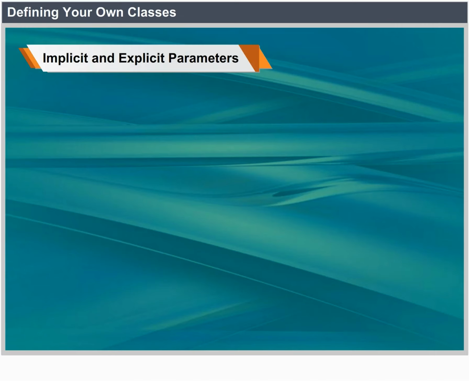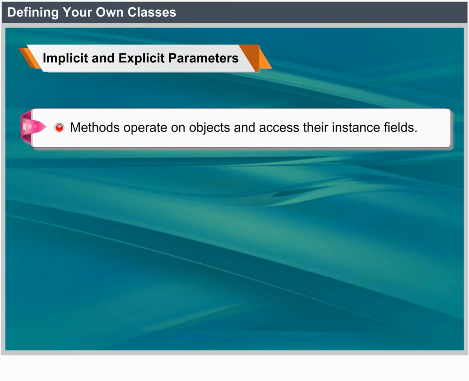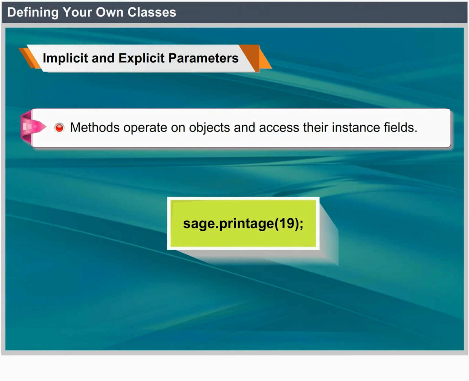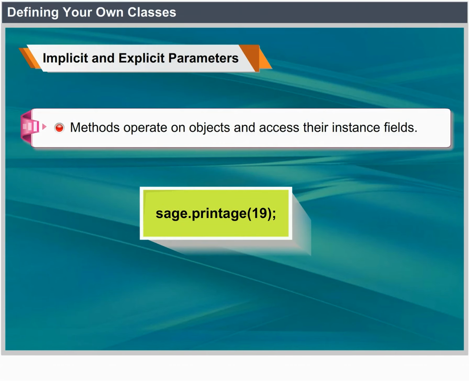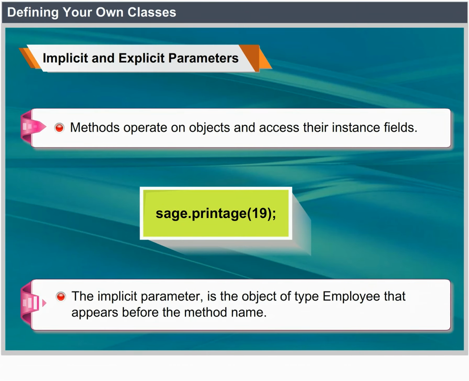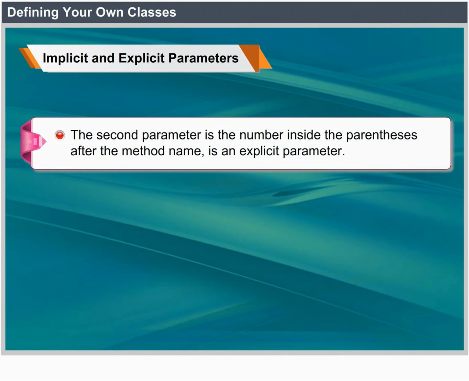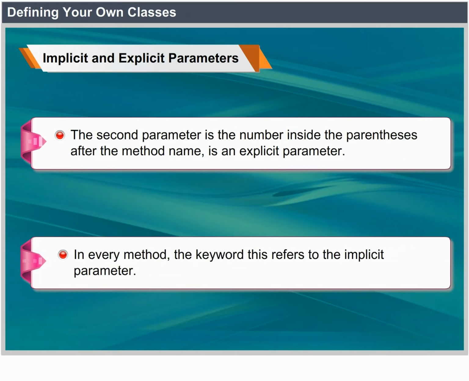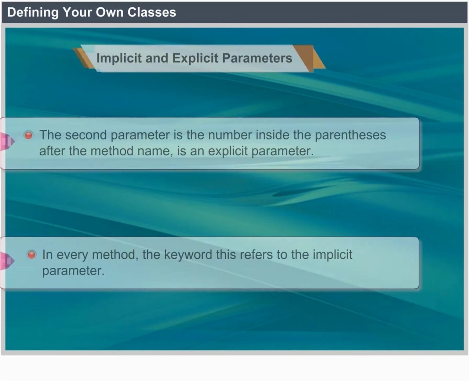The implicit and explicit parameters. Methods operate on objects and access their instance fields. sh.printAge(19). The implicit parameter is the object of type Employee that appears before the method name. The second parameter is the number inside the parentheses after the method name. It is an explicit parameter. In every method, the keyword this refers to the implicit parameter.